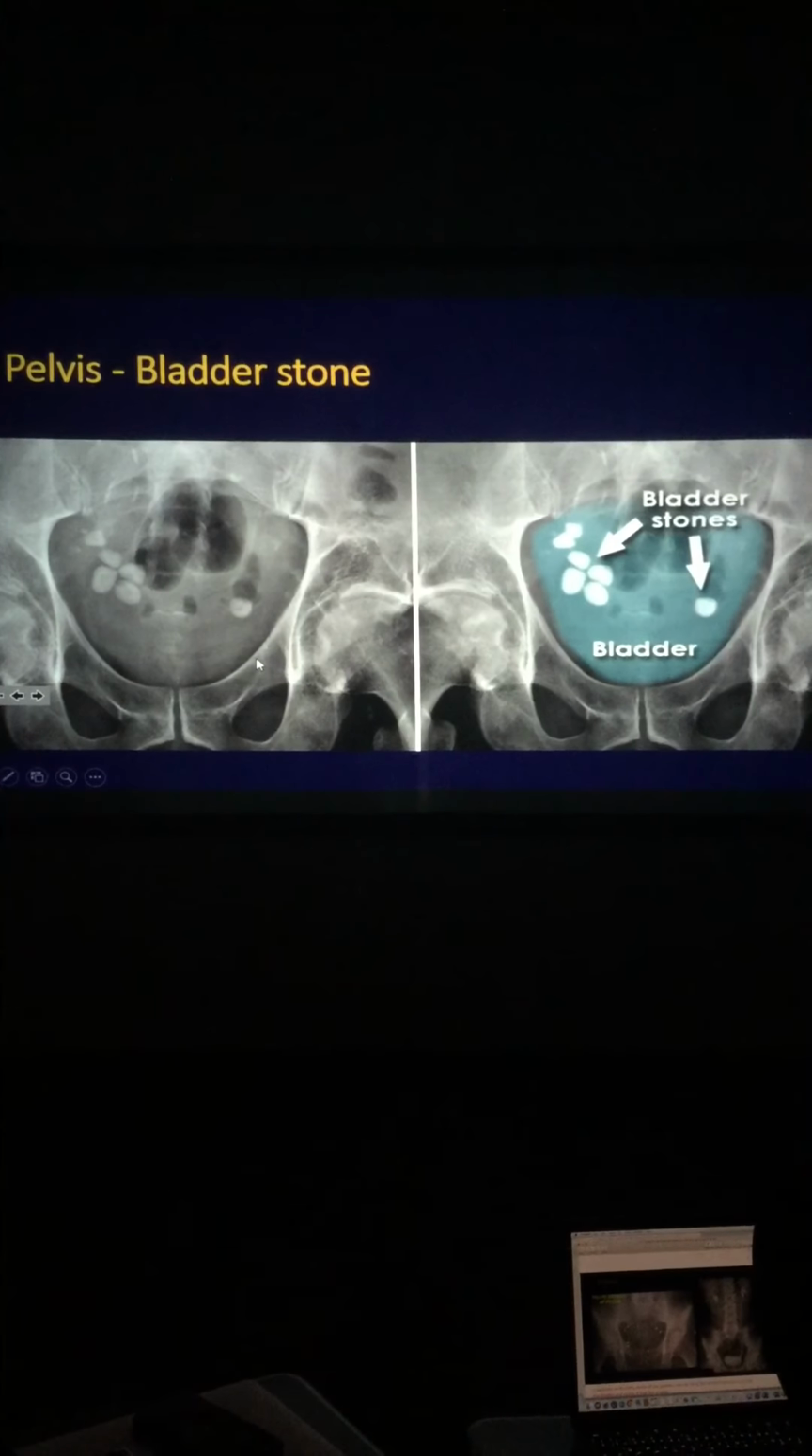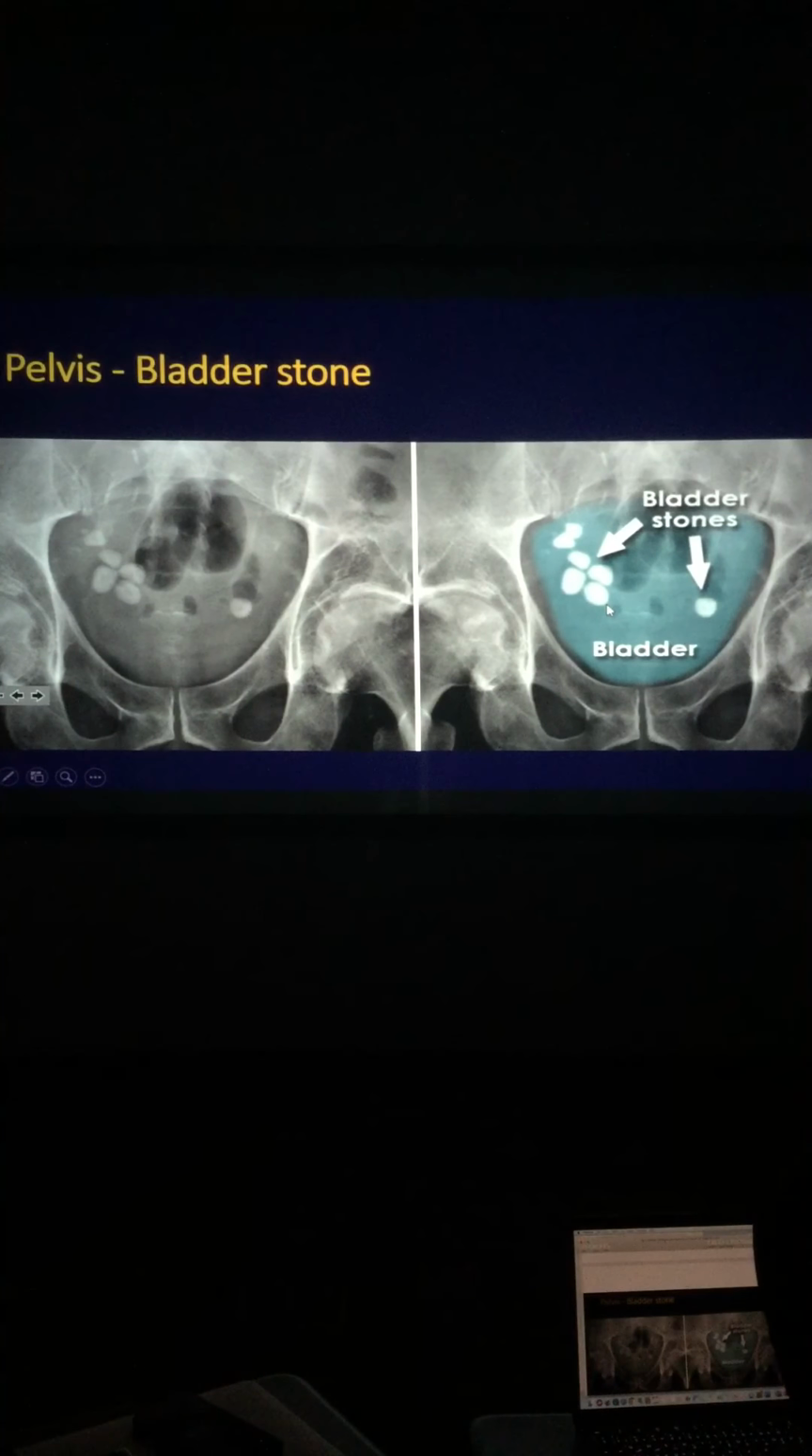Now here, what is happening? Here you can see multiple stones sitting over here. Where are the stones? These are all inside the urinary bladder. Okay? Patient coming with severe pain in abdomen, or he would complain, while passing urine I feel pain, then you do an X-ray and you'll see findings like this, and straight diagnosis is a urinary bladder stone.